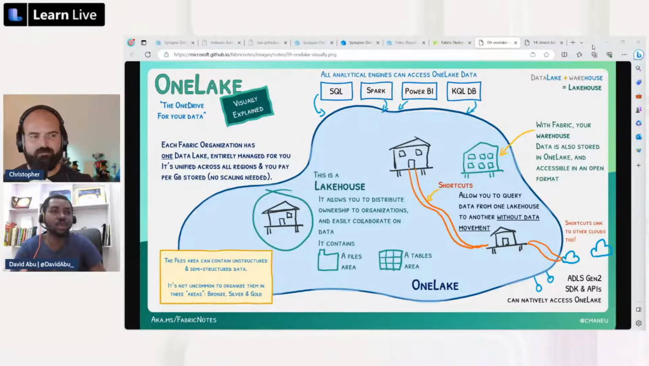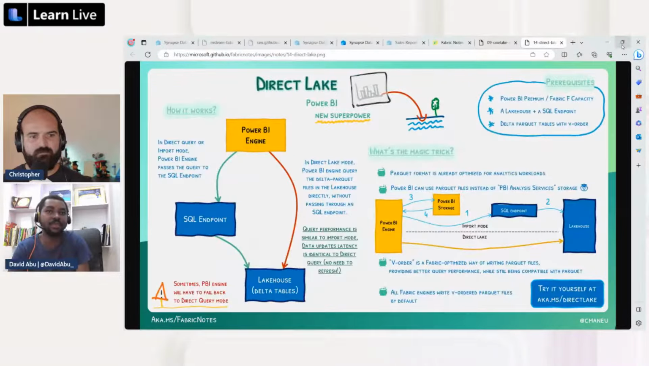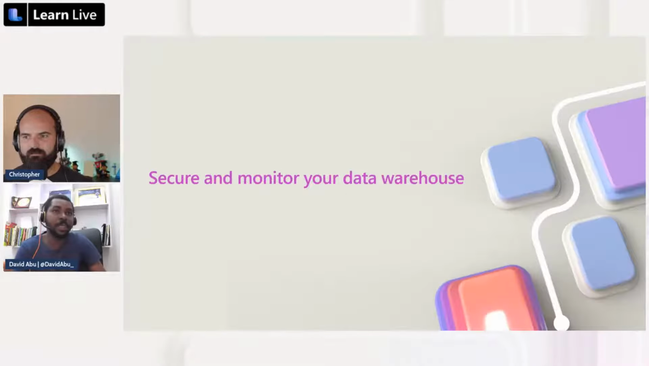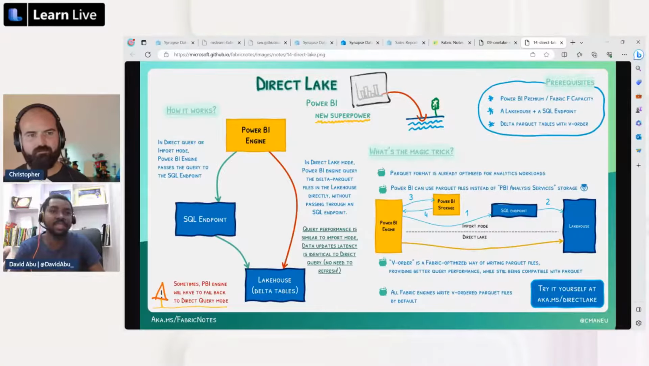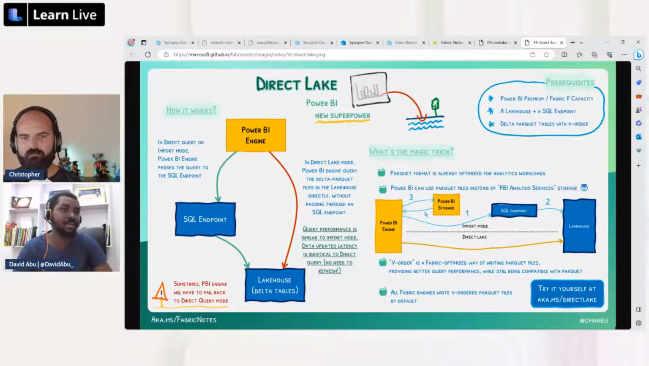So OneLake is just OneDrive, really. Anything as far as the data is concerned that you put into your Fabric, you have it there. It's just like that. But Direct Lake is way different from your OneLake. Direct Lake is just what Christopher explained earlier on. Christopher, you want to say more about your Direct Lake?